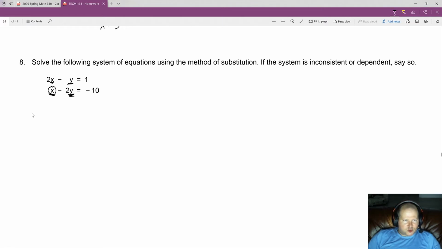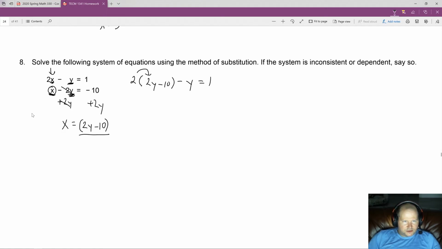I need to undo the subtraction of 2y by adding 2y, and whatever I do to one side of the equation, I must do to the other. Those cancel out, leaving you x is equal to 2y minus 10. What that means is, wherever I see x in the first equation, I can plug in 2y minus 10. So 2x, x being 2y minus 10, minus y equals 10.